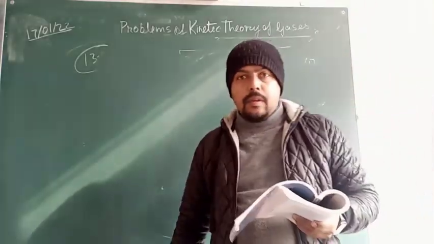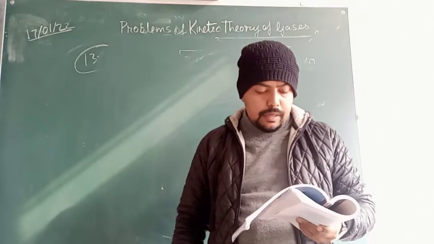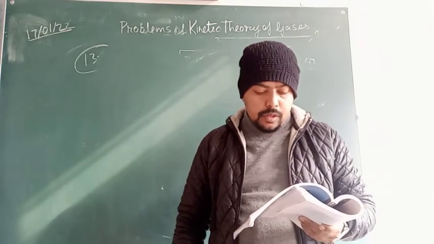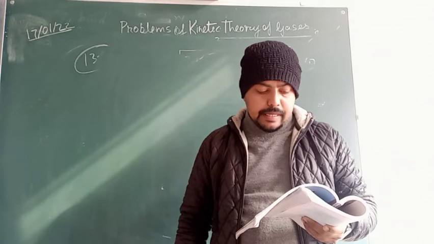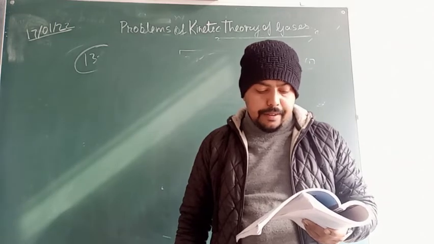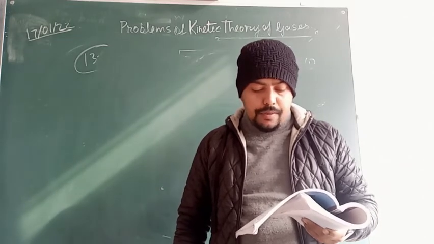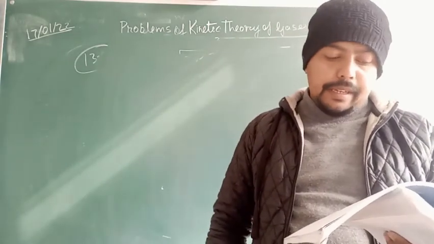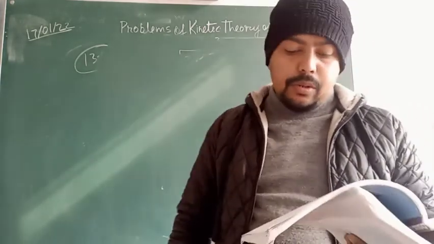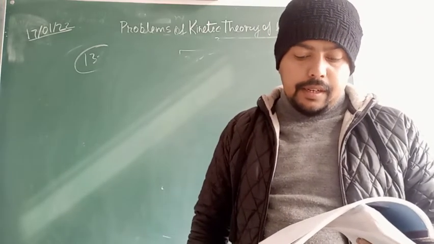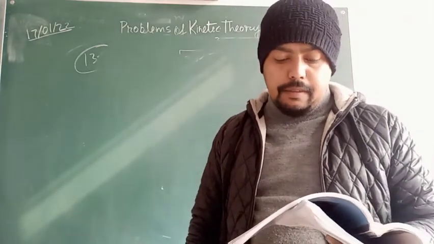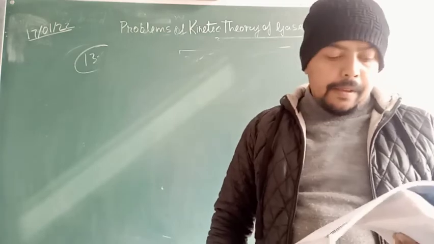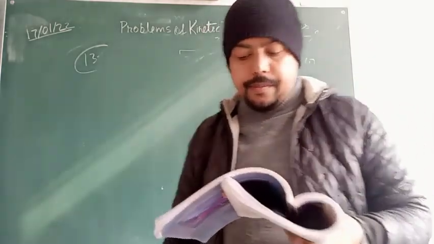So now let's see question number 13.7. Question number 13.7 says: estimate the average thermal energy of a helium atom. First, at room temperature, 27 degrees centigrade. Second, at the temperature on the surface of the Sun. And third, at a temperature of 10 million Kelvin. Okay, so average thermal energy.